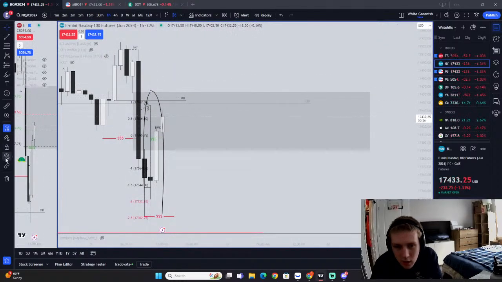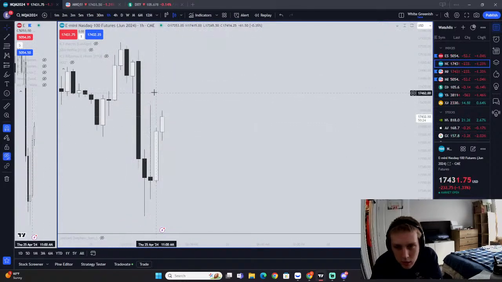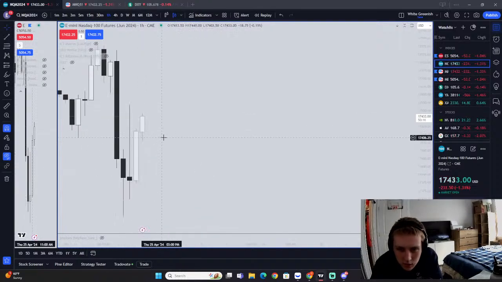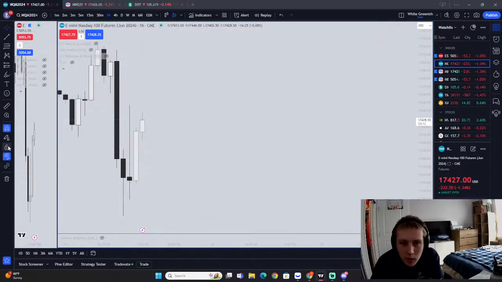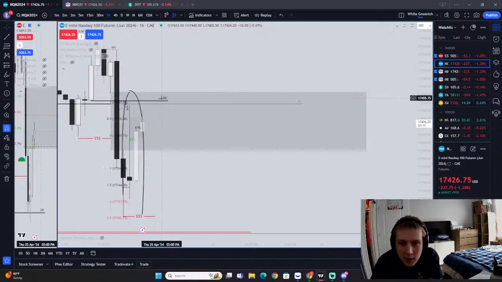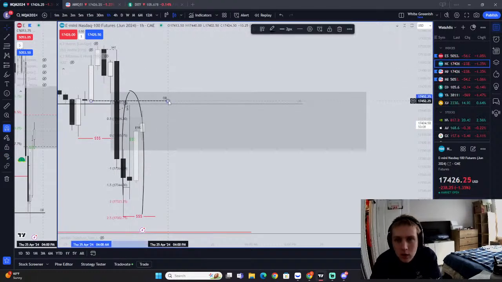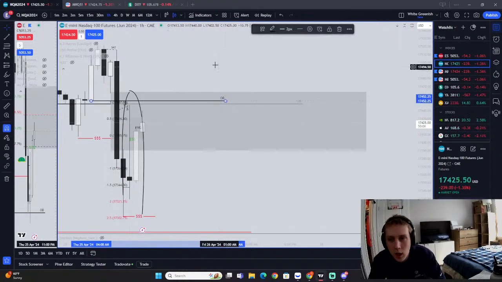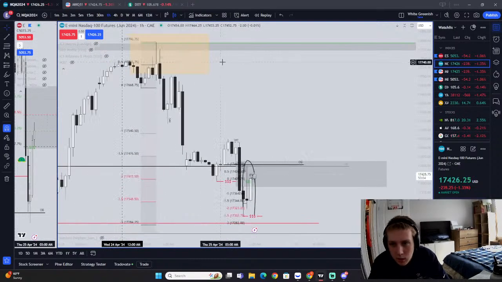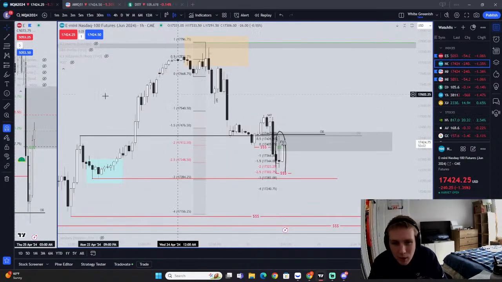Let's remove these drawings real quick. We could be reaching for this hourly fair value gap now. Or, I guess we were within that. Sorry. We could be reaching for this order block. Say we end up disrespecting this order block here on the hourly. If we disrespect this hourly order block, then I feel like we could go to new highs. But even then, we're going for this fair value gap.